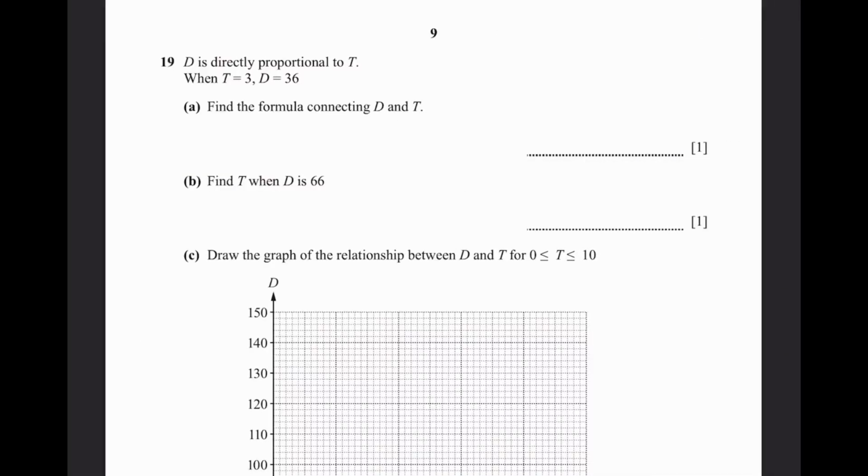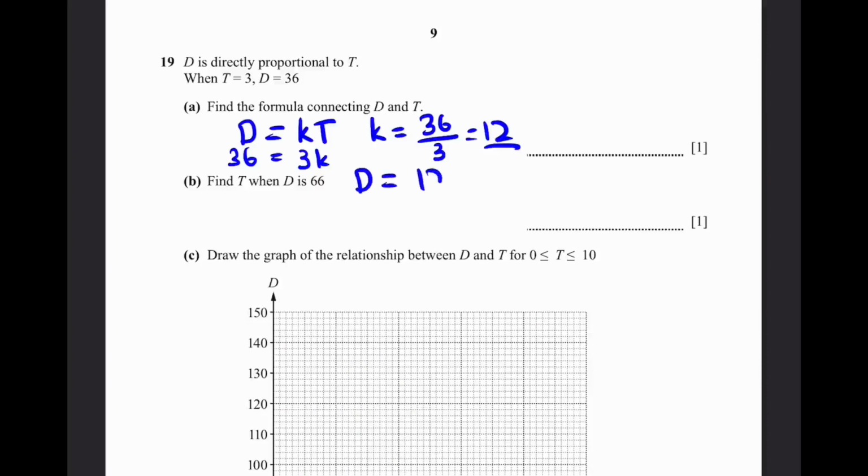Question 19. D is directly proportional to T. When T equals 3, D equals 36. Find the formula connecting D and T. The formula for direct proportion is D equals KT. So this is the basic formula, and now we can substitute 36 equals K times 3, or, mathematically, we need to write 3K. Therefore, K is equal to 36 divided by 3, which is equal to 12. So, D equals 12T when you substitute it in.